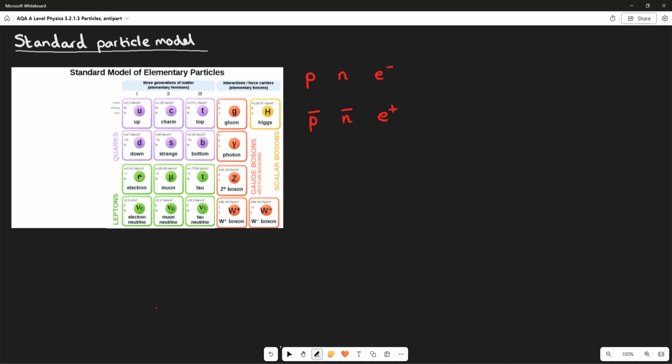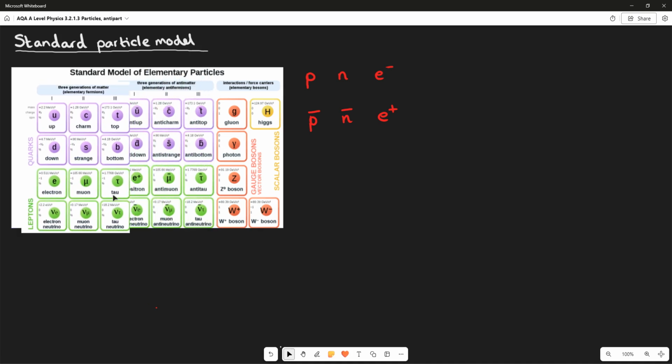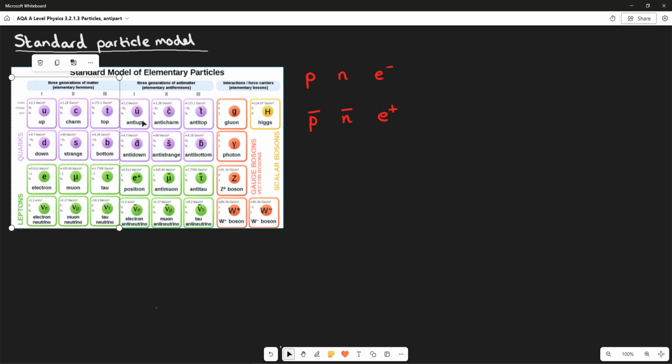You can see on here that the electron is an example of a lepton, and the particles that make up protons and neutrons, those are quarks. And every single one of those quarks has an antiparticle, an antiquark. And I will show you what those are. The regular quarks are up, charm, top, down, strange and bottom. The antiparticles are anti-up, anti-charm, anti-top, anti-down, anti-strange and anti-bottom.